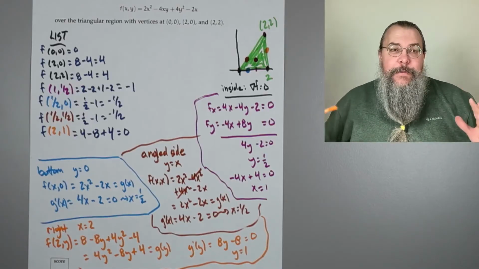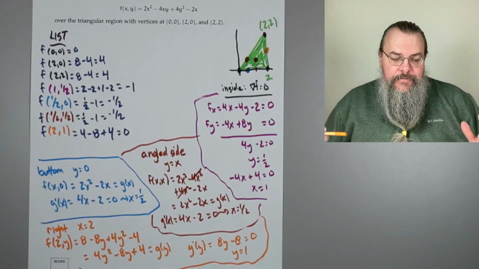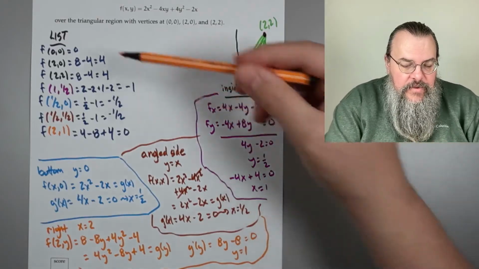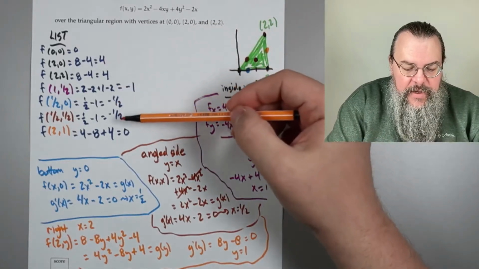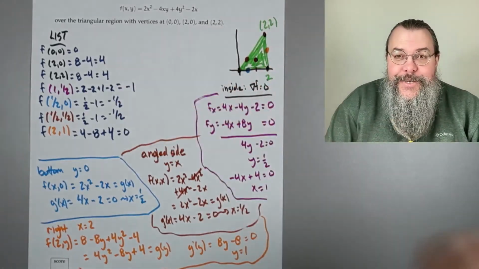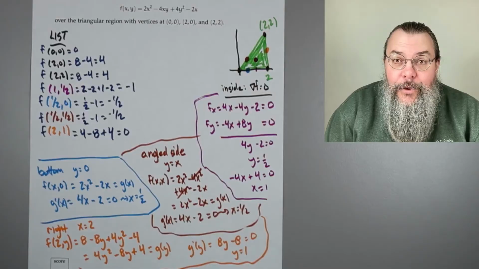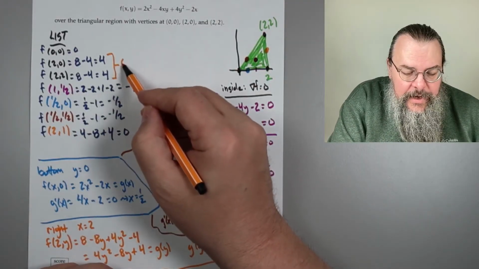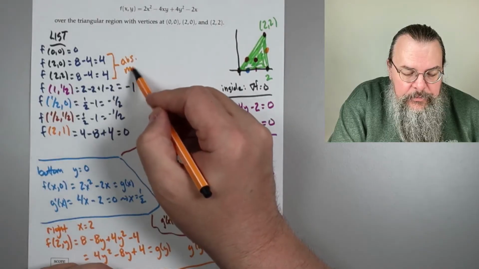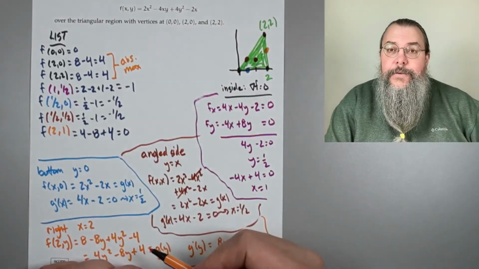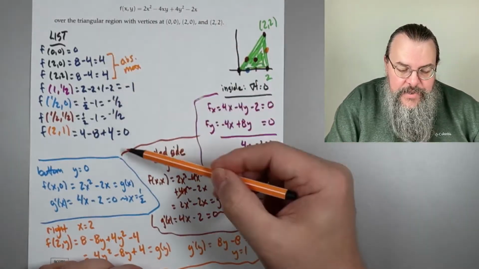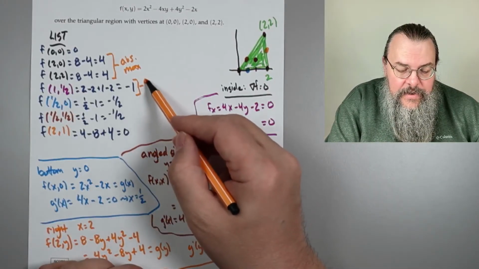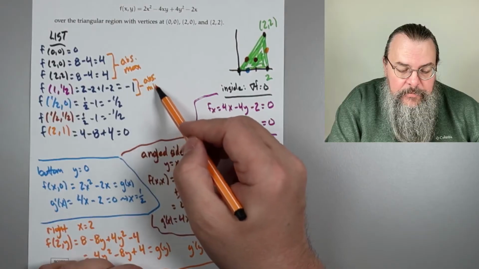So we're looking for absolute max and absolute min. For the absolute max, we look at these numbers, 0, 4, 4, minus 1, minus 1/2, minus 1/2, 0. What's the largest number? 4. So 4, these are our absolute max. Now, absolute min, again, look at the same numbers. What's the smallest number? Minus 1. This is our absolute min.